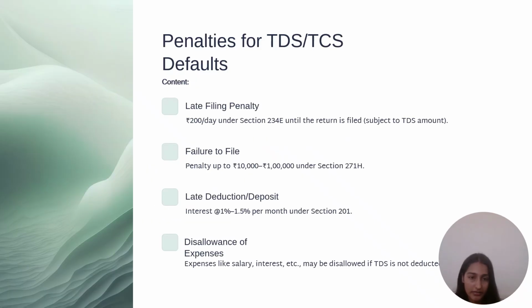If an assessee defaults in filing or submitting TDS and TCS, then there are a few penalties. For example, for late filing, there is a penalty of 200 per day. For failure to file, the penalty will be 10,000 to 100,000. And for late deduction, interest will be 1% to 1.5% per month.